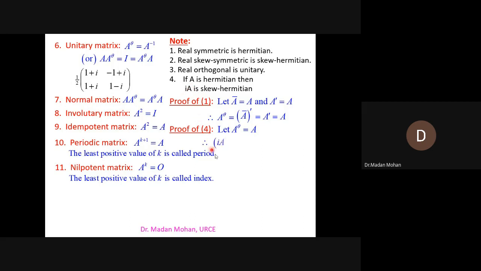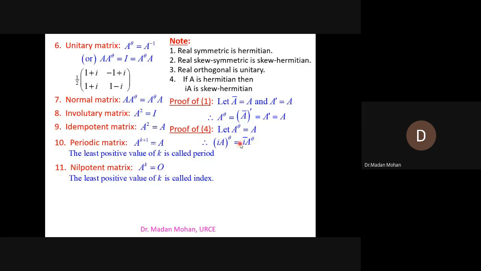Now observe, I am calculating (iA) whole power theta, the conjugate transpose. This i is a scalar. The conjugate of i is minus i, because i is nothing but 0 plus 1i, and its conjugate is 0 minus 1i. That means minus i into A power theta, because transpose won't affect a number.